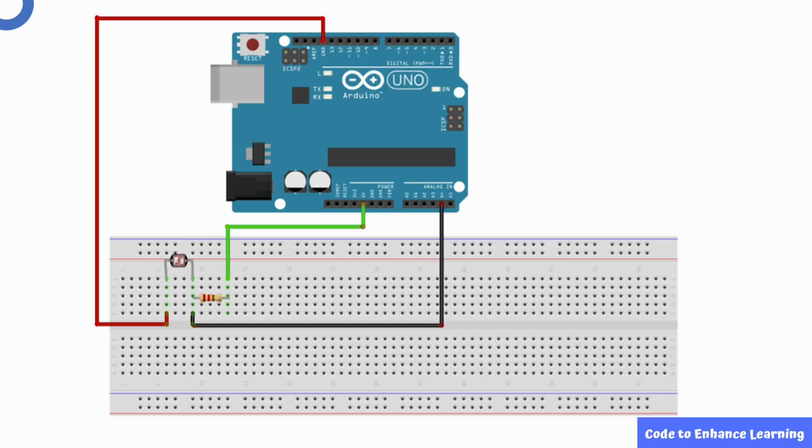The photoresistor has two legs connected with a breadboard. Using jumper wires, connect any one leg with analog pin A4 and another leg to the GND. Next, take a resistor. It has two legs. Connect the resistor as shown in the image. One end of the resistor is connected to the photoresistor, which is connected with the A4 pin. Another end is connected with Arduino board 5V pin.